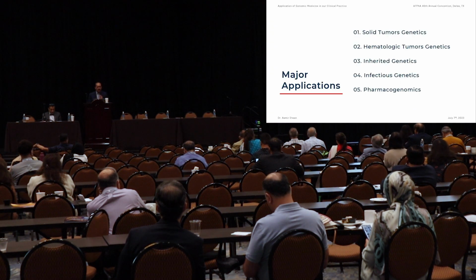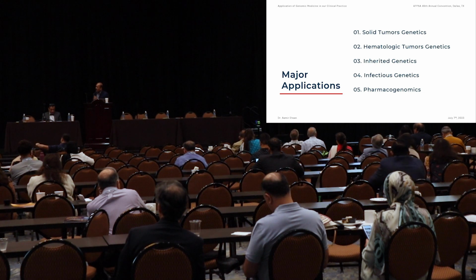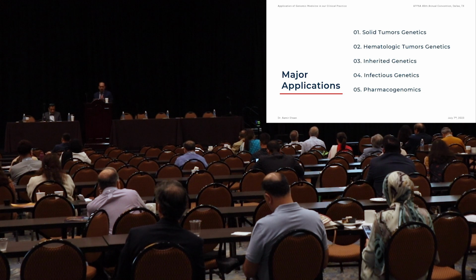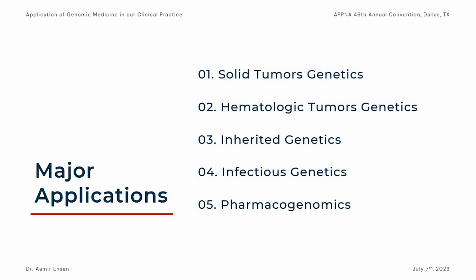This is the slide that shows how the application of genomic medicine is. So I kind of broadly divided into 4 different components. And as you can see here, the top one is solid tumor. The second one are mostly leukemias and lymphomas. The third one are inherited genetic defects. The fourth one is overall infectious diseases. And the last one, of course, is pharmacogenomics.